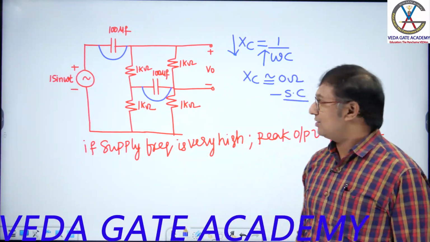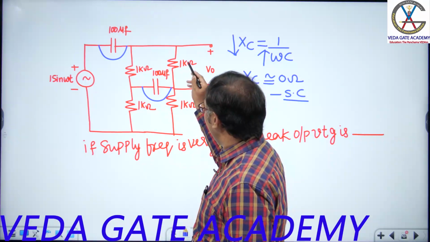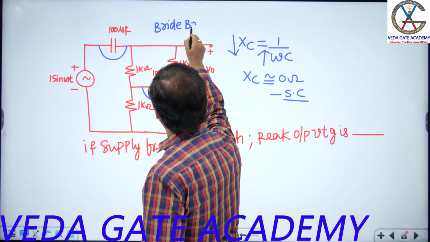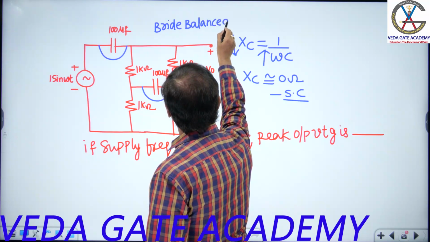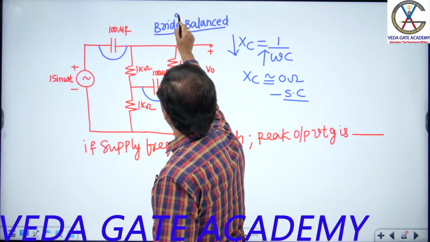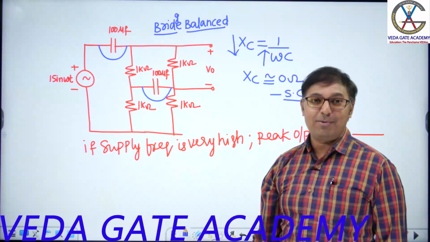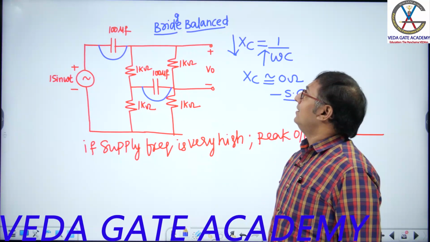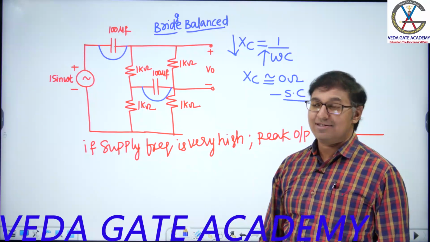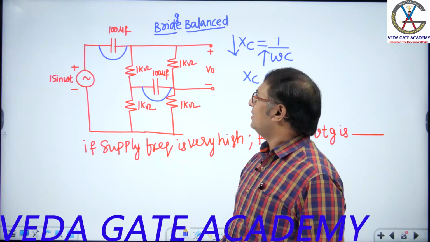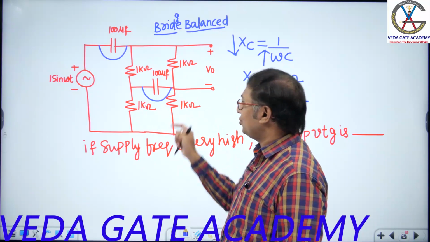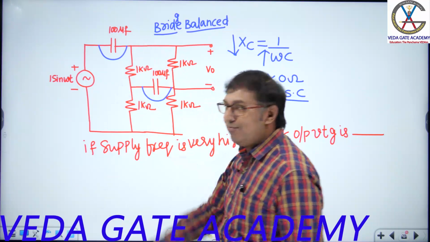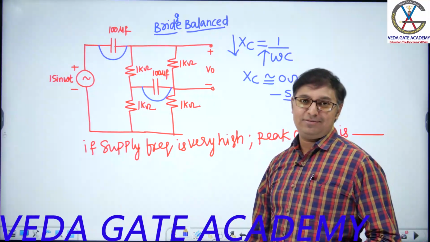Once I replace these with short circuits, 1K into 1K equals 1K into 1K. The bridge is perfectly balanced. Once the bridge is balanced, what is the value of V0? Simple. When this is short, these two are in parallel, and these two are in parallel, 0.5K and 0.5K. Whatever voltage is there here, even here also the same voltage, across the parallel combination.